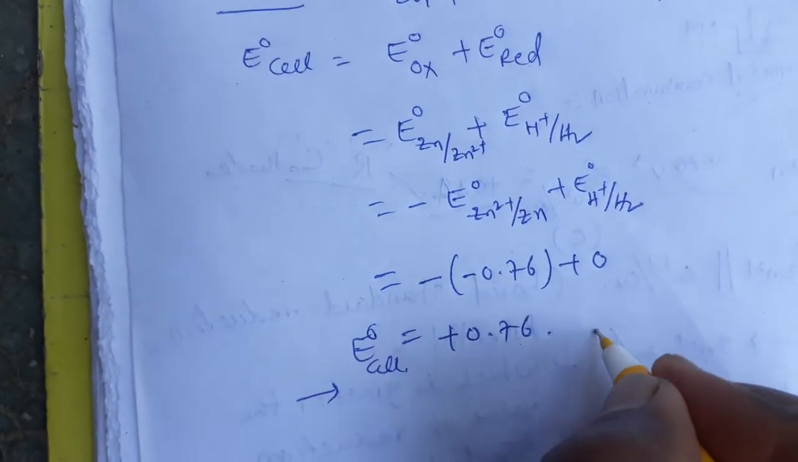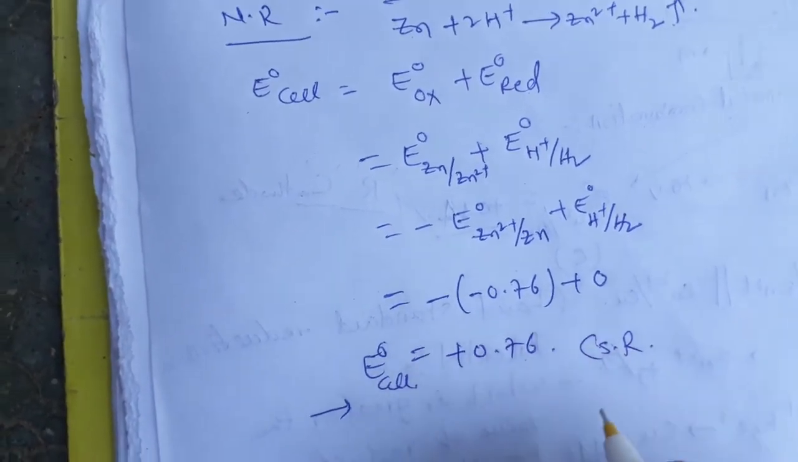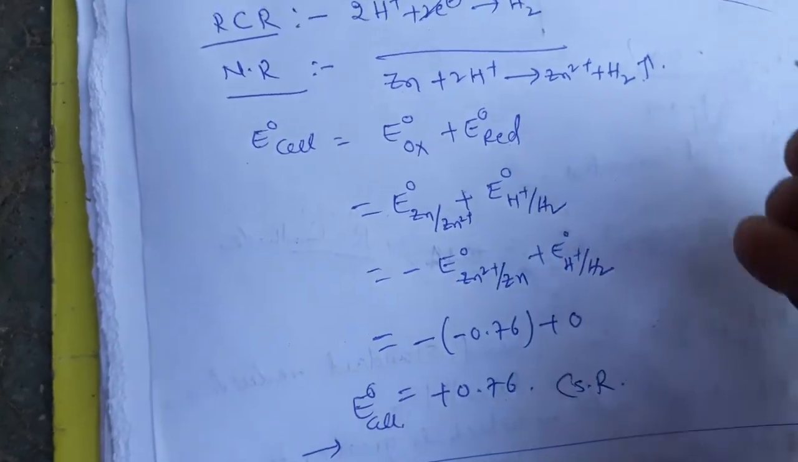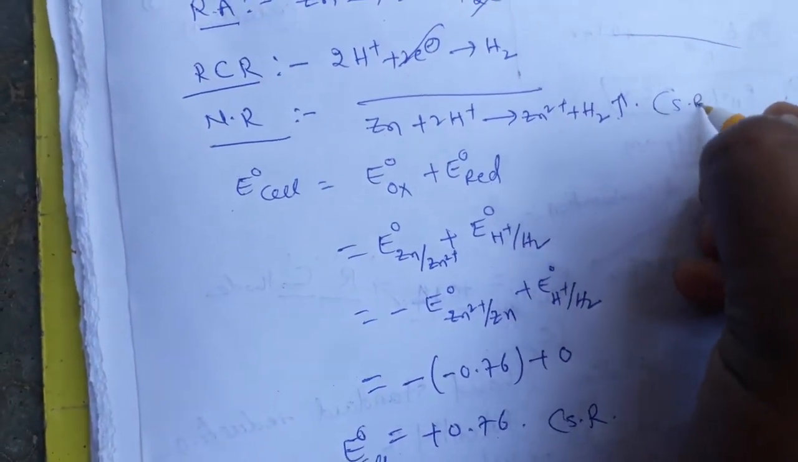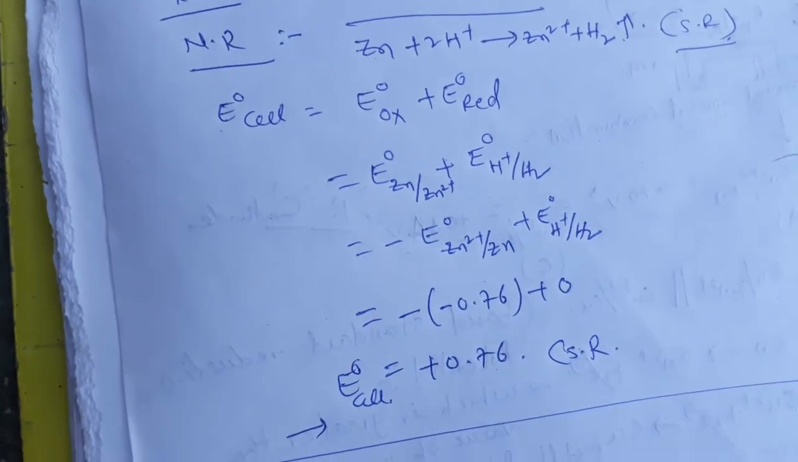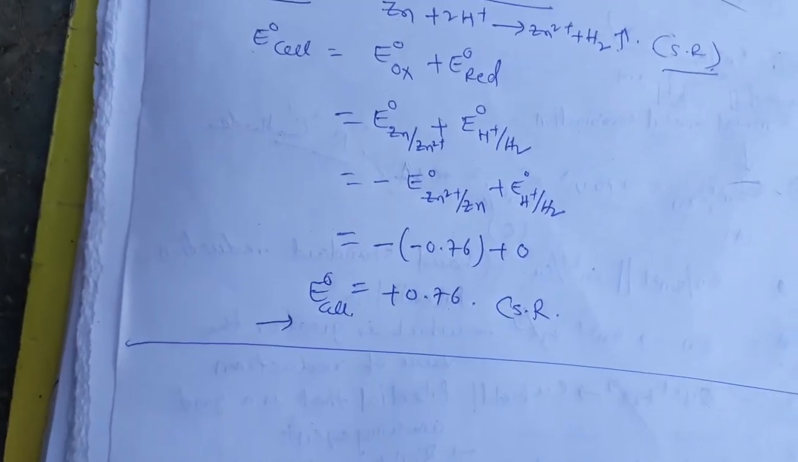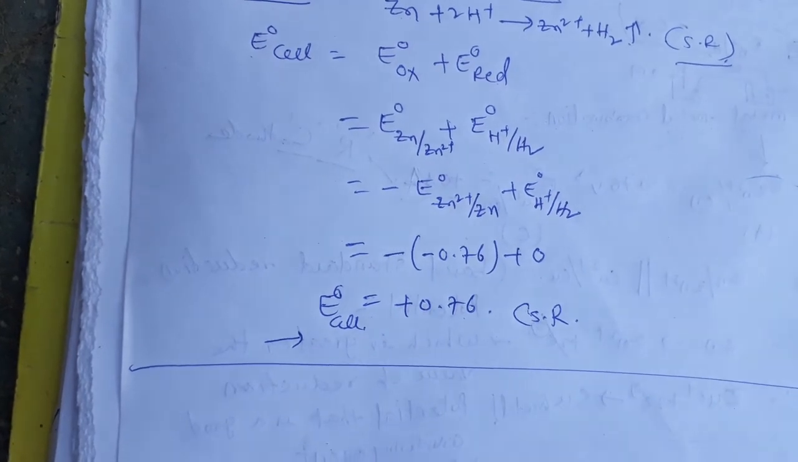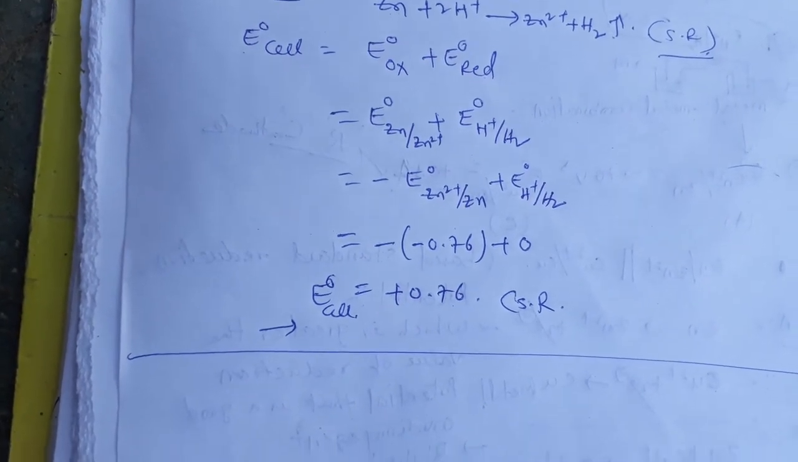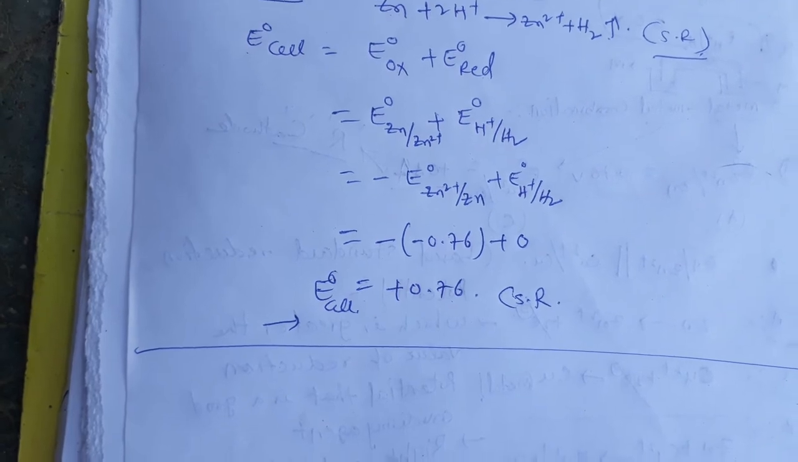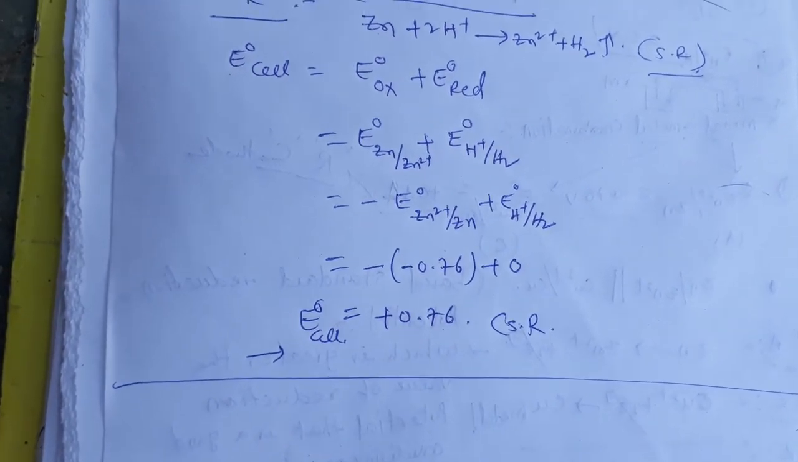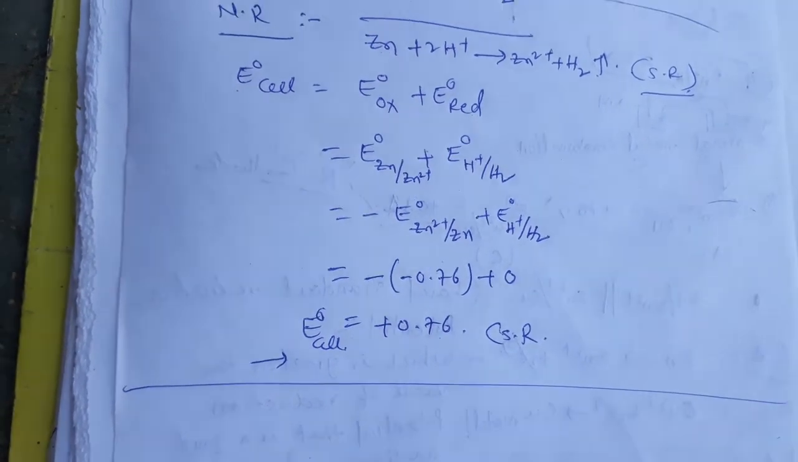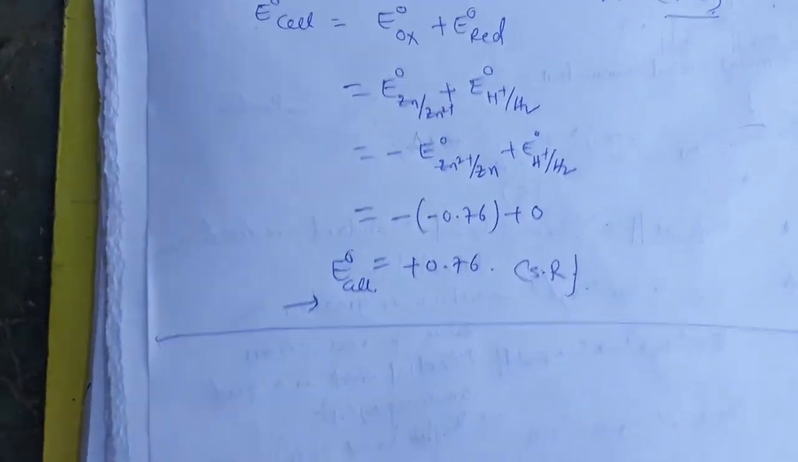That means the reaction is spontaneous. So this reaction is also spontaneous. When you add zinc metal and some HCl to that, hydrogen gas evolution takes place immediately at the platinum electrode. So this reaction is spontaneous.